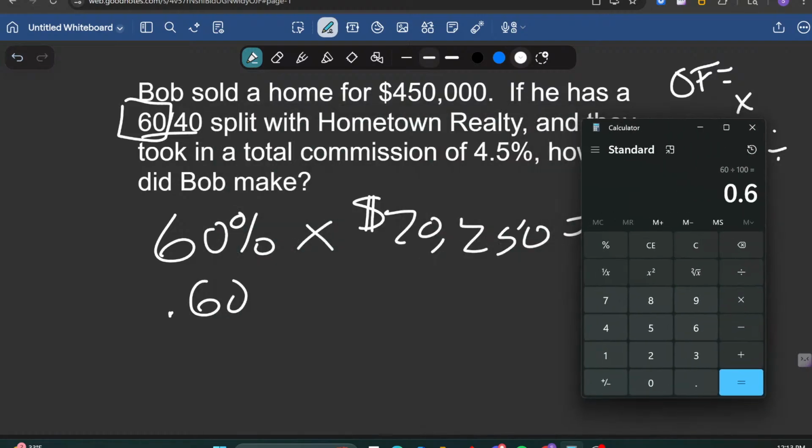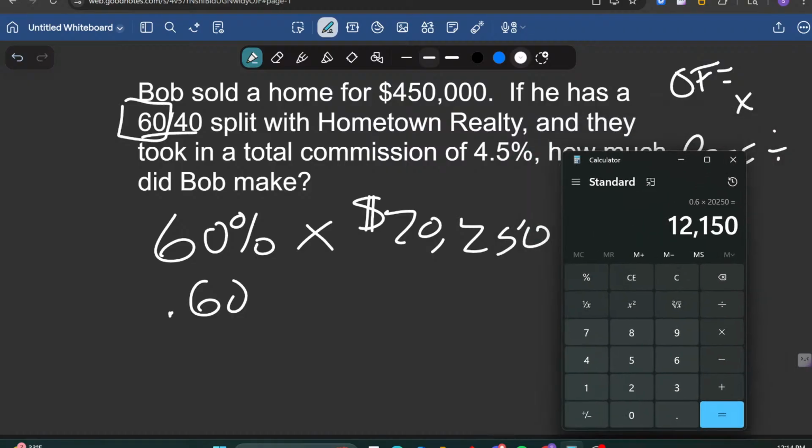So that's why you should use it for your benefit. Now we're going to plug this into our calculator to see the answer we get. Ready? So 0.6 times 20,250 equals 12,150. Now, we're going to do it one more time. 0.6 times 20,250 equals $12,150. And that is how much Bob would have made on the sale of this home.